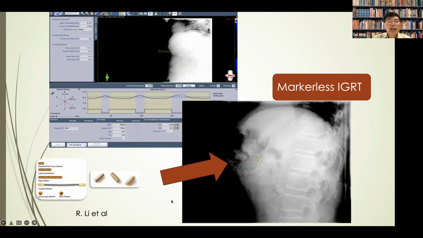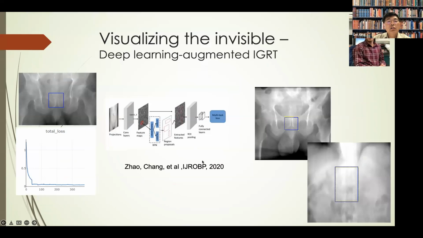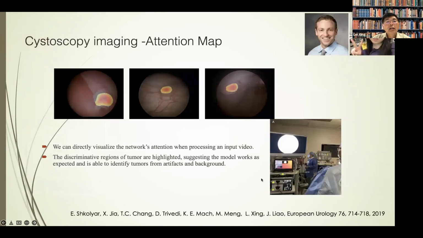So with AI, you can actually let a computer agent tell you where the tumor is, right? You don't have to implant. This is a model built by one of the postdocs. He trained a deep learning model, and you can localize the tumor target in real time. This is a pancreatic tumor, and this is a prostate tumor. This is our collaboration with urologist Joe Liao's lab.